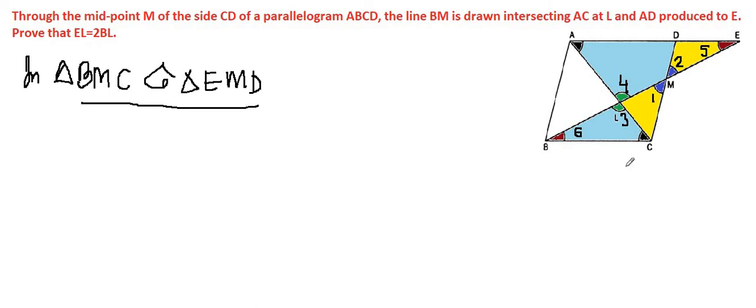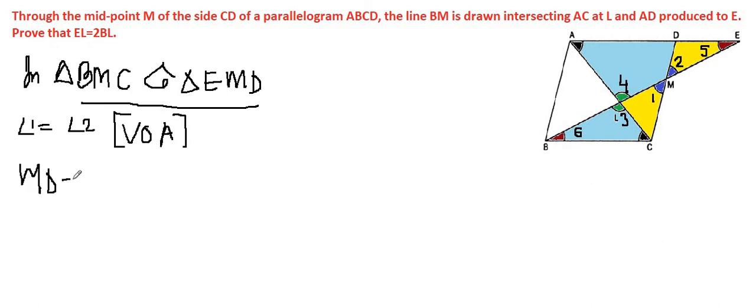Here we can see that angle 1 is equal to angle 2. Why? The reason is vertically opposite angles, as you can see from the figure. Also, side MD is equal to MC. Why? Because M is the midpoint of side CD. And angle 5 is equal to angle 6 also.